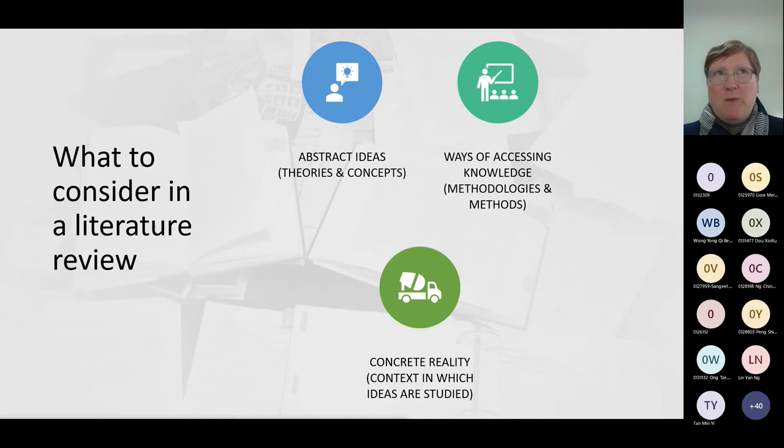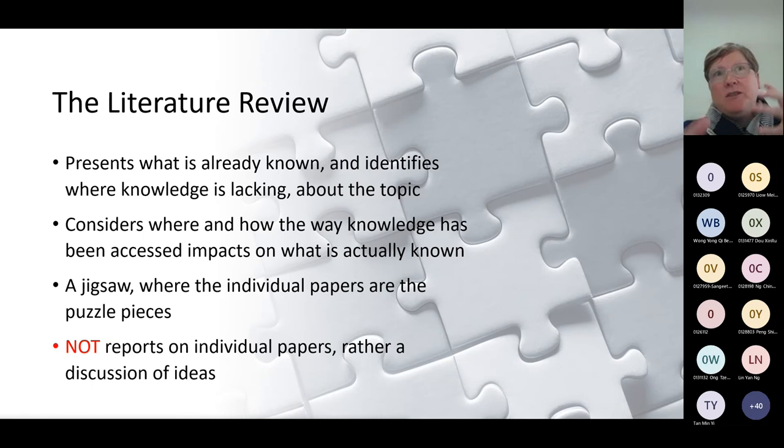So we go back to the previous slide. When you're looking at your individual papers, the individual jigsaw puzzle pieces, you will be trying to unpack the way knowledge has been accessed, the abstract ideas that have been used, but also the concrete reality that has been studied. And when you're trying to put the ideas together, you might say, and I'm going to continue with examples I've used, when people look at social norms from the perspective of a more interpretivist philosophy, they will concentrate on certain things. When they look at social norms from a more positivistic or reductionist philosophy, they will look at other things. So when you're discussing the ideas about what social norms are, you will have these different perspectives to weave into each other.